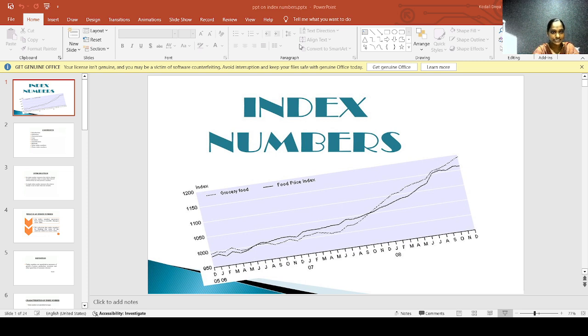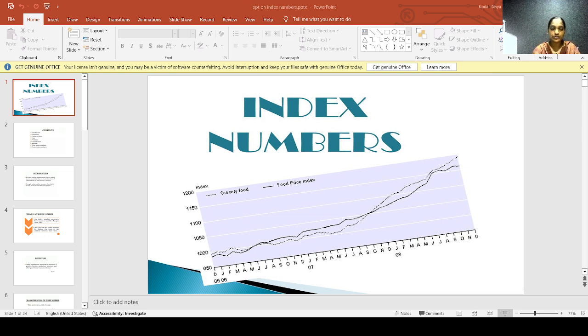After that, the value index number. Value is the product of price and quantity. As a simple ratio, it is equal to the value of the current year divided by the value of the base year. The value index number is nothing but this ratio multiplied by 100: the product of prices and quantities in the current year divided by the product of prices and quantities in the base year, into 100.